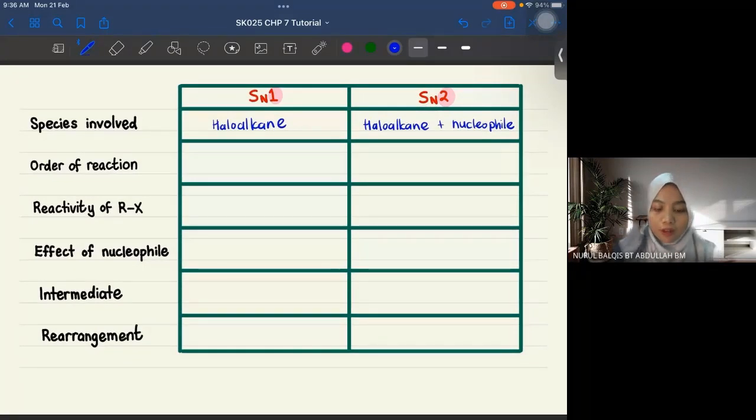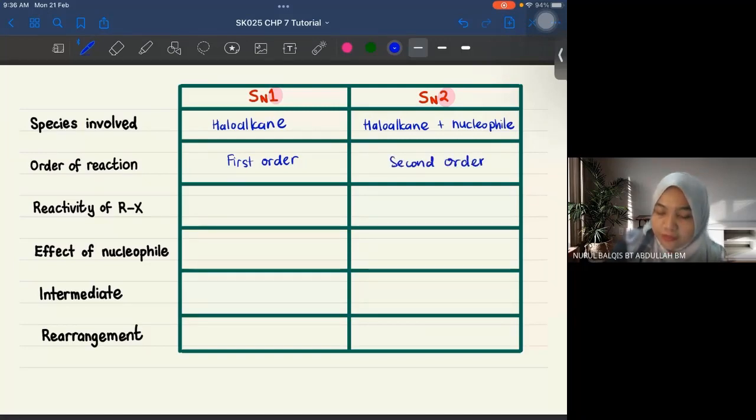And then what about the order of reactions? If SN1, what is the order? Sebab dia rely only on one species, jadi the order of reaction is? First order. First order, good. Second, SN2 adalah second order.